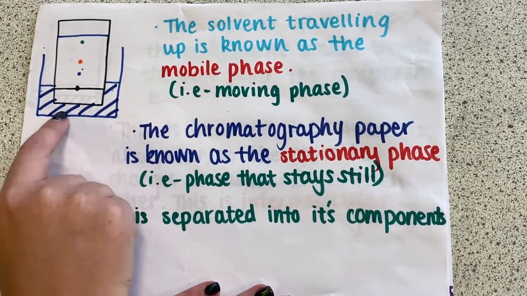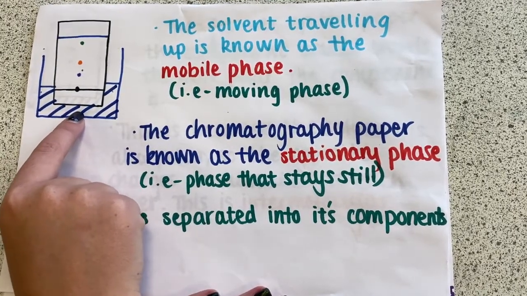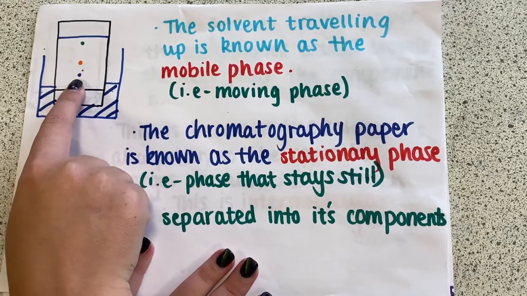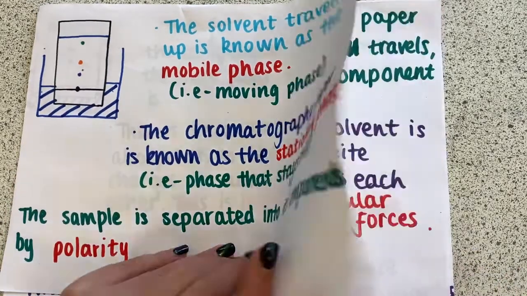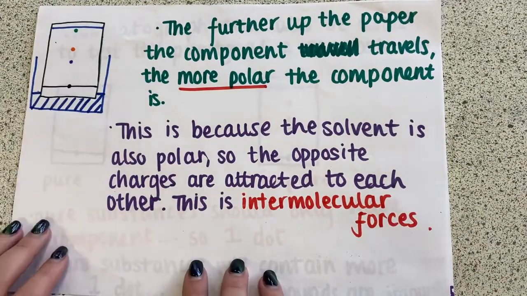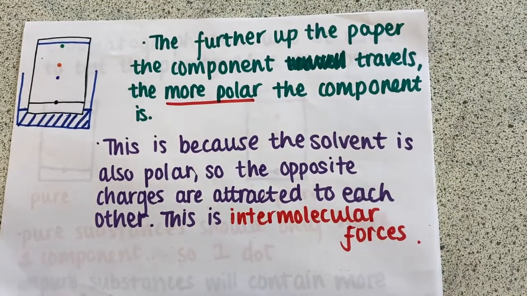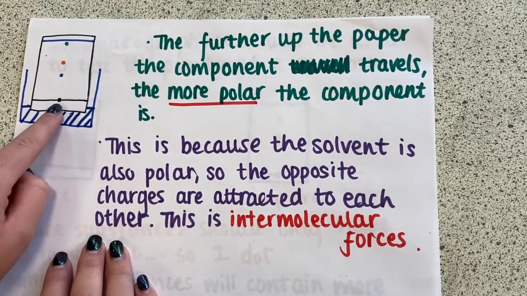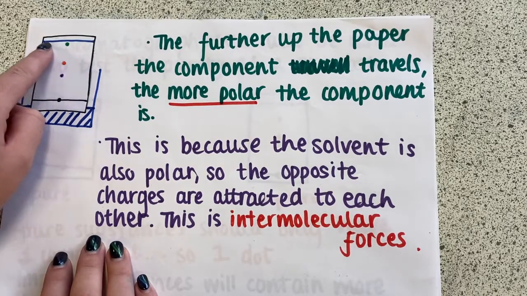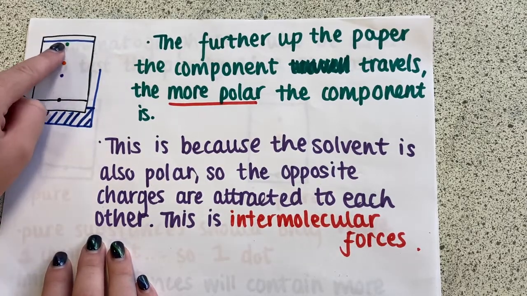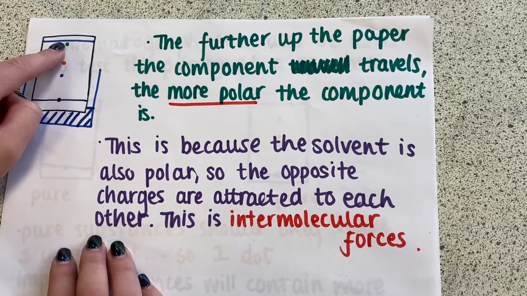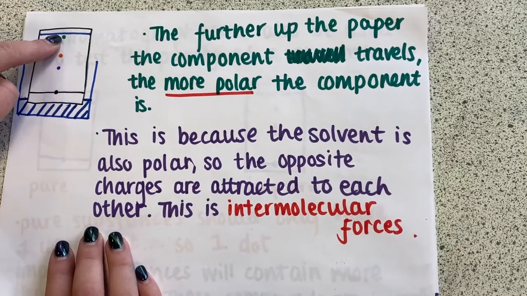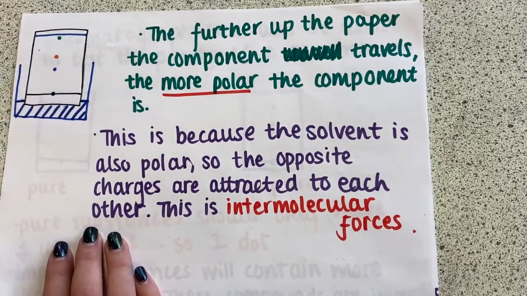As I've said, your solvent is usually a polar liquid. As it travels up, it's going to drop off some components. The further up the component travels, the more polar the component is. So we've got our polar solvent travelling up, stopping here at this line, which means this one at the top is really polar. It's going to have a lot of differences in electronegativity. It's going to have a lot of oxygen groups.